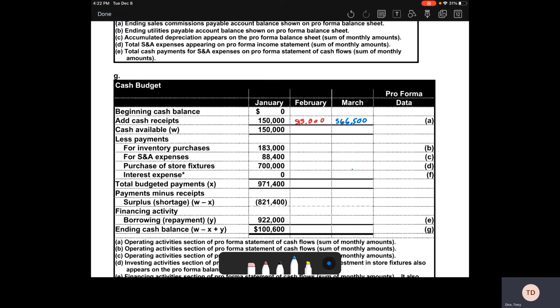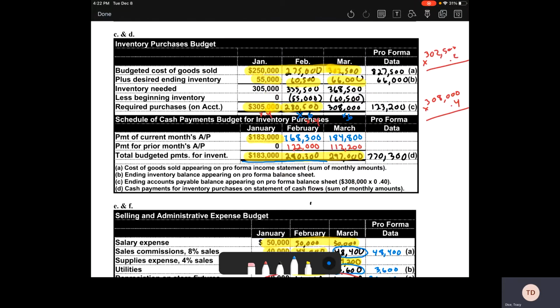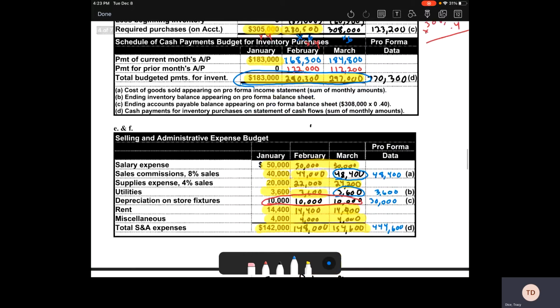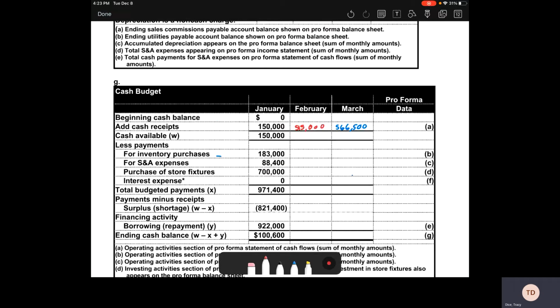Next, let's go find what we paid out in inventory purchases. So let's go to our inventory cash payments. So that's this bottom line right there, the total budgeted payments for inventory. So we got 183, 290, 300, and 297. So let's go put those in. 183 is already in. So that means we put the 290,300 in for February, and then the 297,000 in for March.